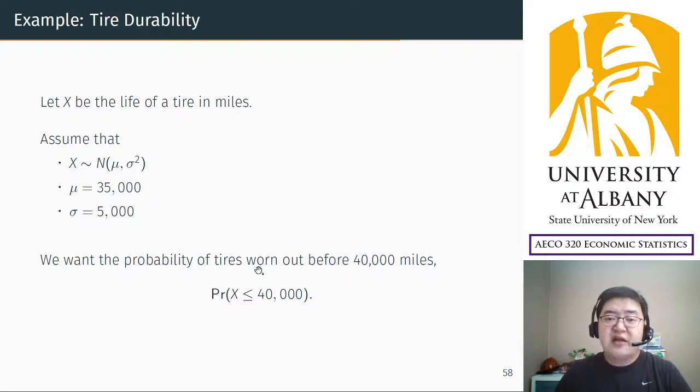We cannot calculate this probability directly. We are going to use the standard normal distribution. Of course, if you use a program, it's easy to calculate this probability, but I would like to tell you the most fundamental method using the standard normal distribution.